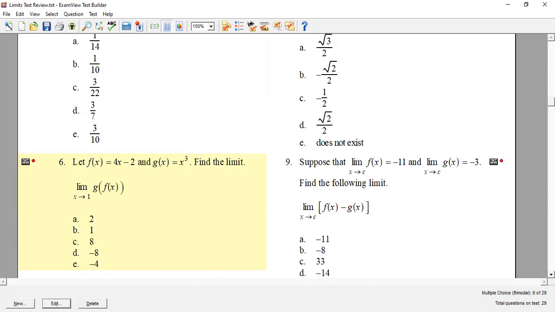All right, so let's look at number 6. Number 6. And I'm going to pull out some paper so that I can show you guys if we have to do work.